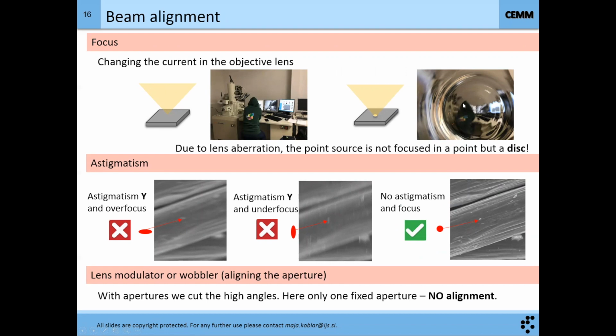So you use special apertures to cut the high angles. Here we have only one fixed aperture, and this is kind of neat because you don't have to align it. But still, because we have problems in the lenses, you have astigmatism that needs to be corrected. So you will learn the procedure if you are not already an SEM user.